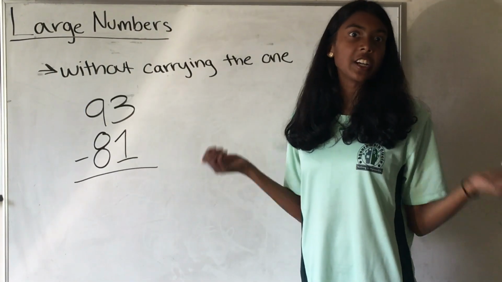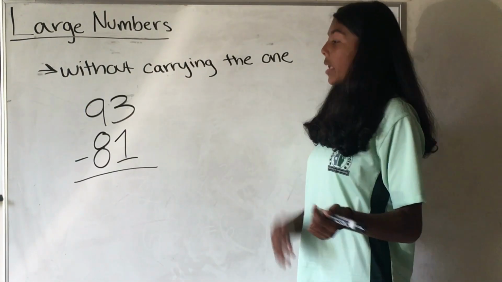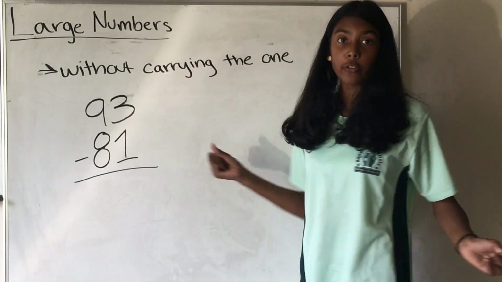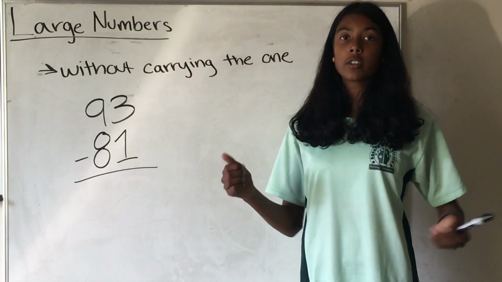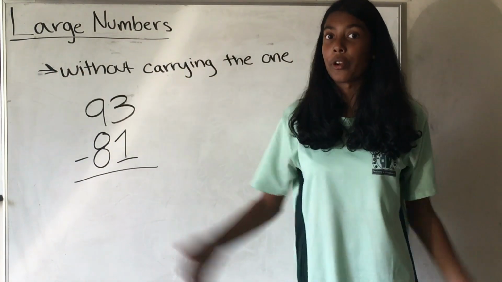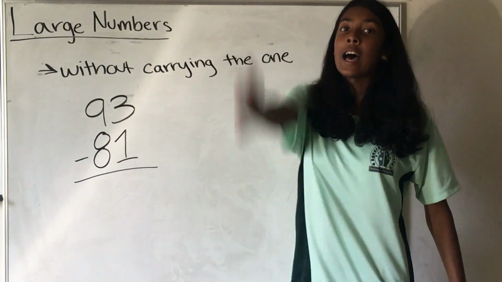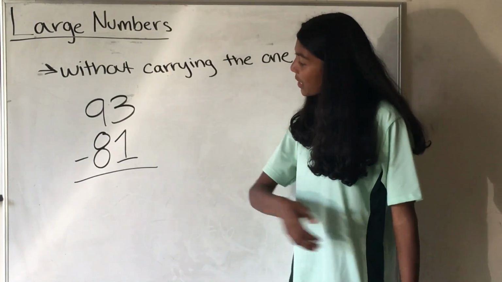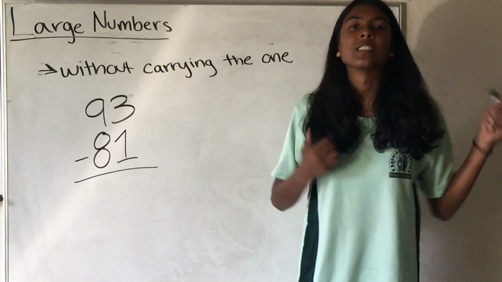So let's try another example, again without carrying the 1. They already have it in this vertical notation for us. Remember, horizontal is sideways, remember the horizon, and vertical is up and down. So we have 93 and 81. How are we going to subtract?